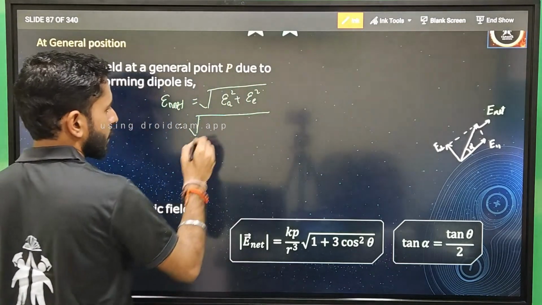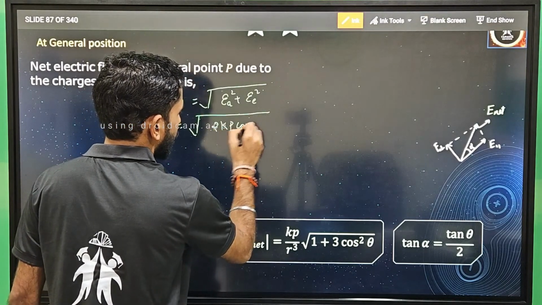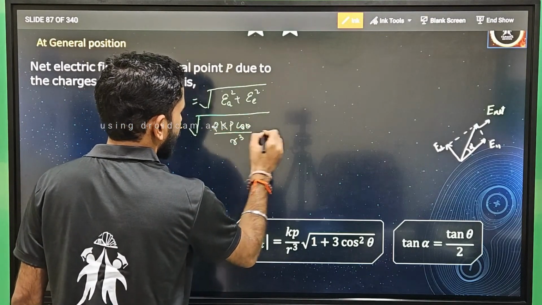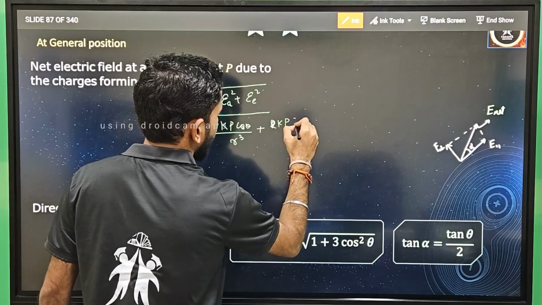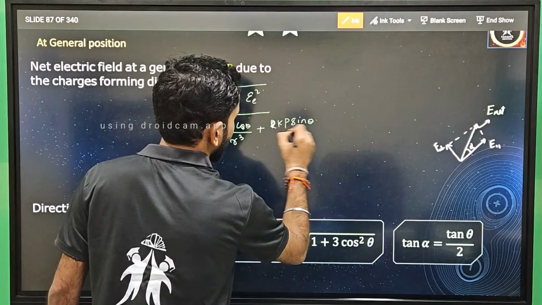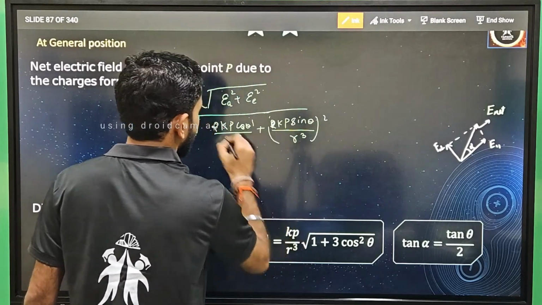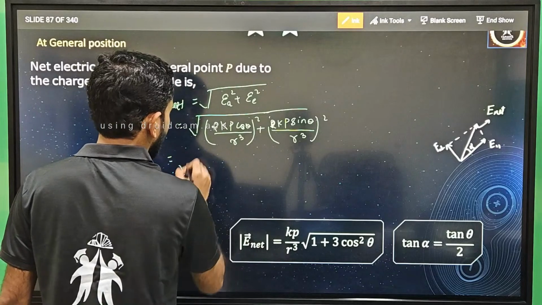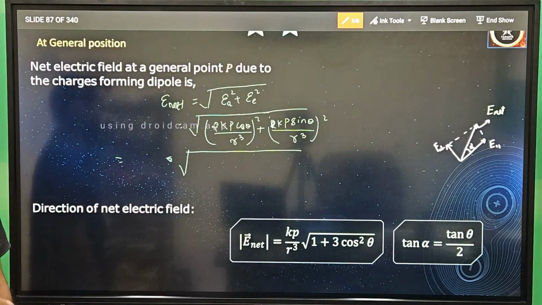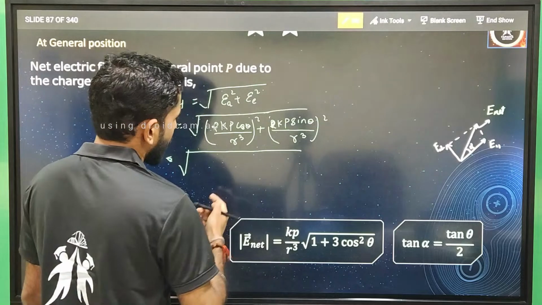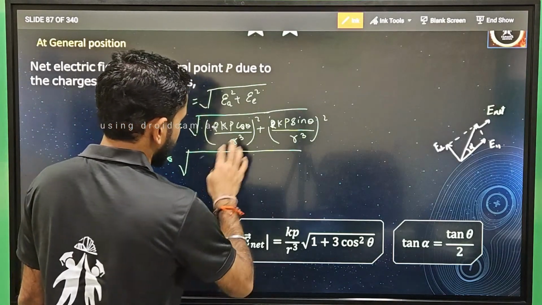How do you write axial position? Axial position we have written 2kp cos theta divided by r cube, plus, sorry, it's not 2, kp sin theta divided by r cube, and this is also whole square. Now this is what we have to resolve. After this, it is about complete maths.